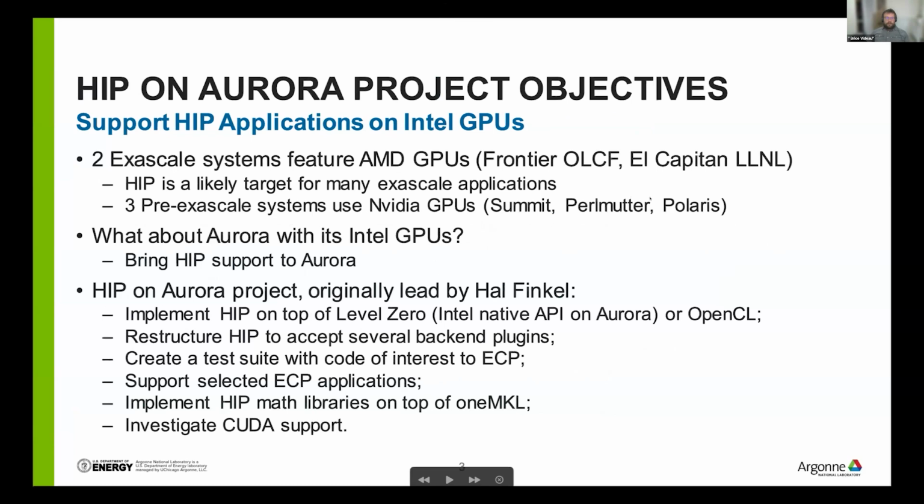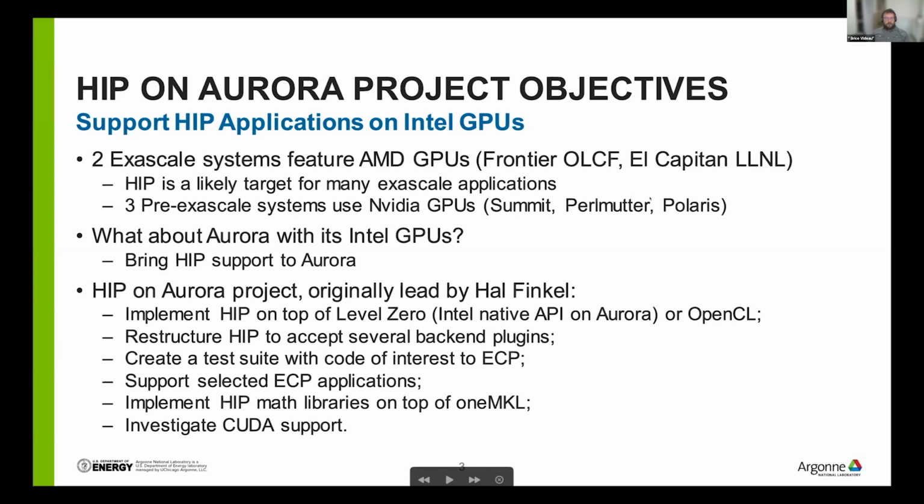So why HIP on Aurora? Well, we have two exascale systems featuring AMD GPUs, Frontier and El Capitan. So HIP is very likely a target for many exascale applications. The previous systems used NVIDIA GPUs, so CUDA is prevalent here. And here comes Argonne with its Intel GPUs.